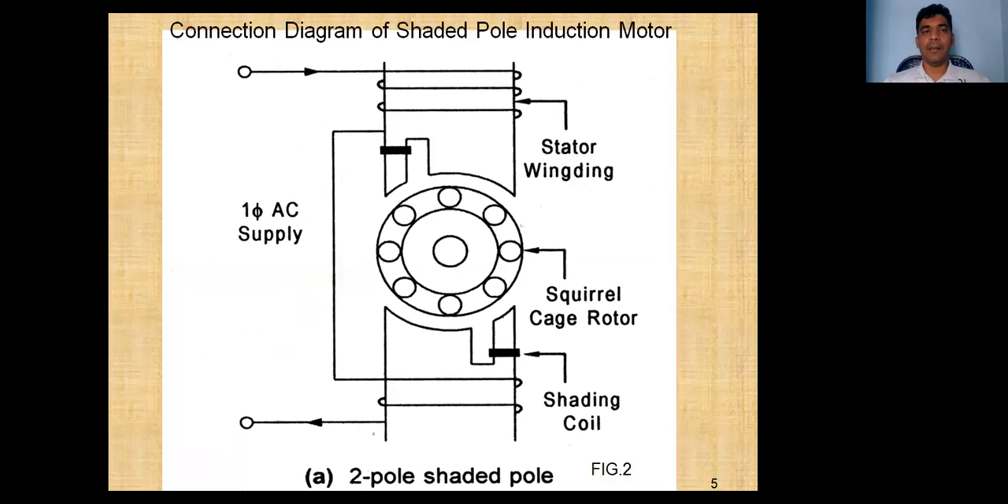Here you can find the connection diagram of the shaded pole induction motor. This is the two-pole shaded pole construction. Here is the single phase winding. We form north and south poles, and this is the shaded part. These are the shaded coils, generally copper rings. This is the squirrel cage induction motor.